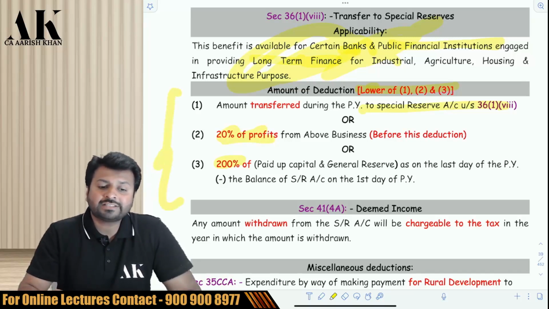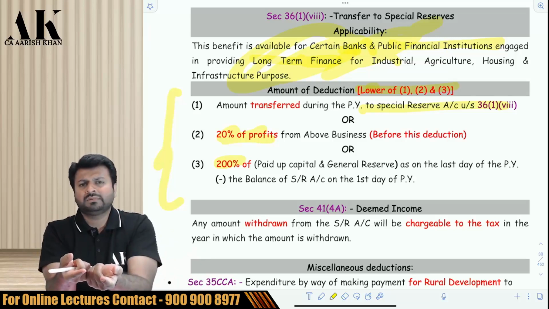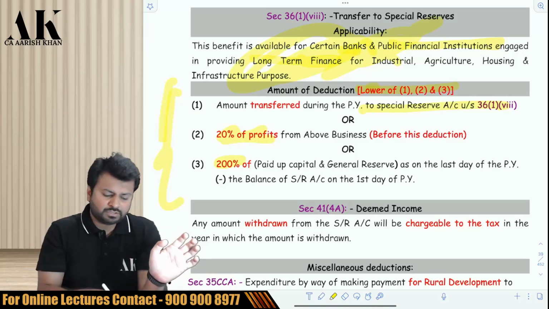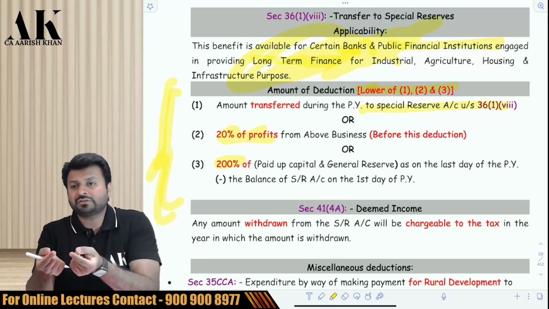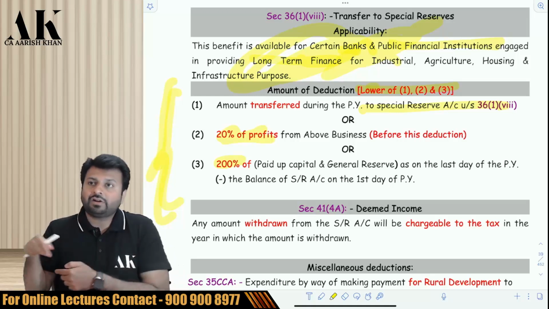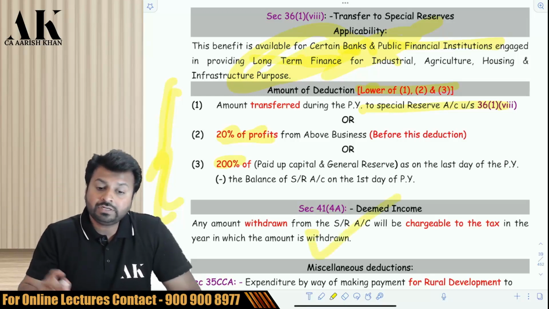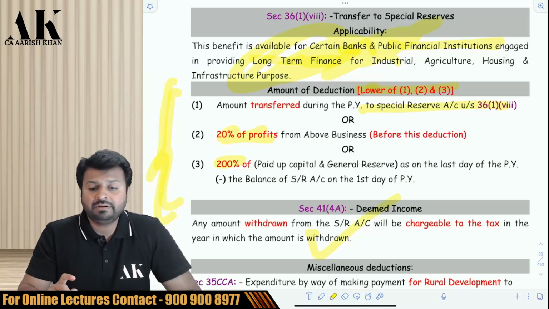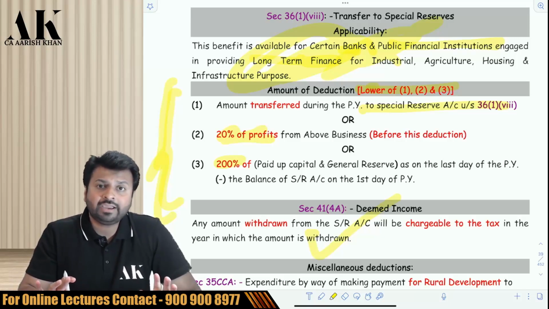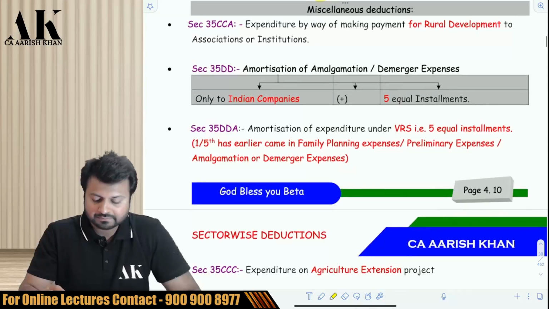And once that deduction is claimed, the assessee has to just transfer that amount to special reserve account. The assessee will get the deduction, subject to least of the 3. And once the assessee has transferred that amount, the assessee cannot withdraw that amount and credit that to P&L. If the assessee withdraws that amount and credit that to P&L, then that will be deemed income under section 41(4)(a). It will become deemed income at the same time. Be very careful about it. Okay. So this is what this section is all about. Important one. Sometimes it comes in exam. Not very important, but slightly important.